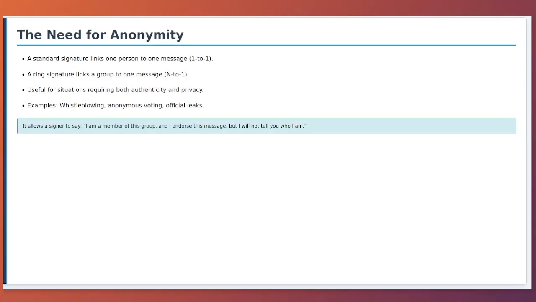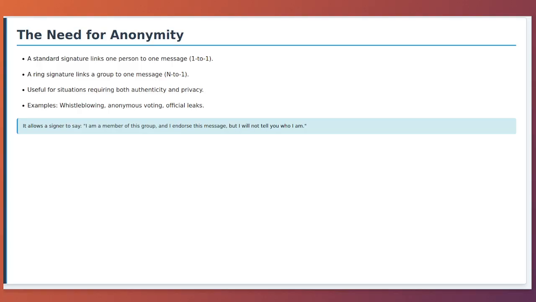The need for anonymity. To truly appreciate ring signatures, we need to understand the limitations of a standard digital signature. A normal signature, like one made with Schnorr or ECDSA, creates an undeniable link between a person's identity, their public key, and a message. This is excellent for accountability and non-repudiation. But what about situations where accountability needs to be at the group level, while the individual needs protection? Consider a whistleblower inside a large corporation. They want to leak a document and prove that it came from an authentic internal source, but revealing their identity would lead to severe repercussions.